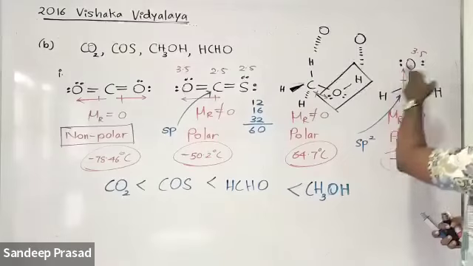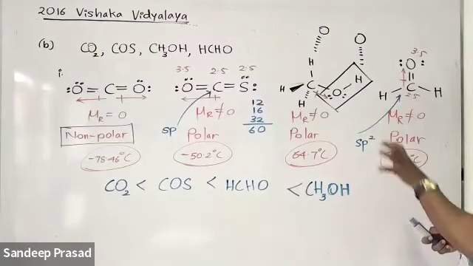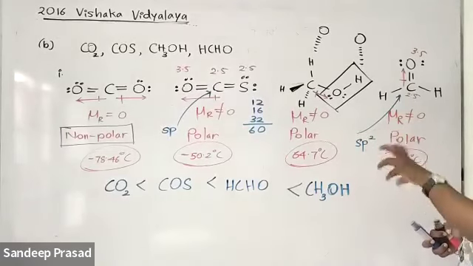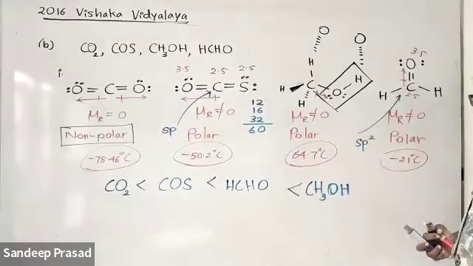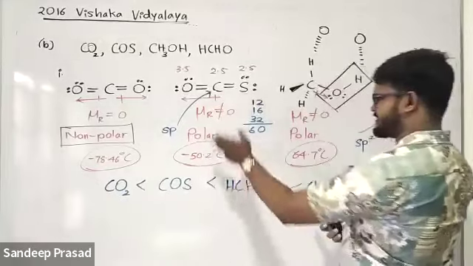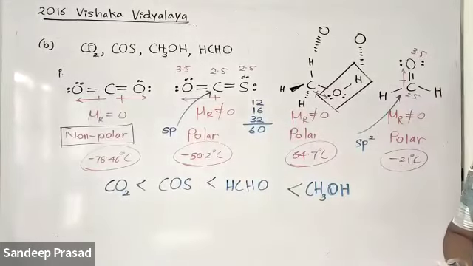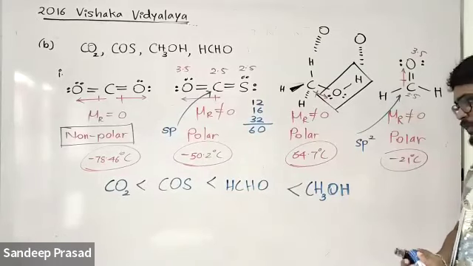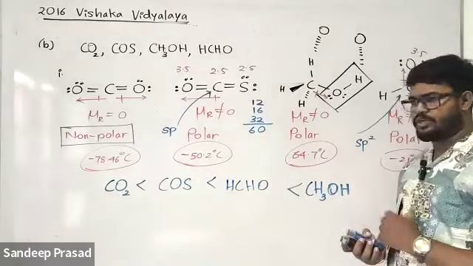The spread is very low. But this one is a trigonal planar molecule, so the spread is a little bit greater. So that is also one of the reasons that carbonyl sulfide has a lower boiling point than methanol. Okay, so this is a little bit complicated. You have to understand this one for some questions.